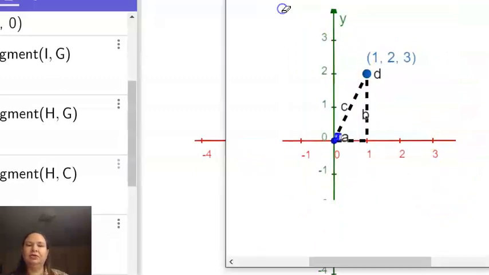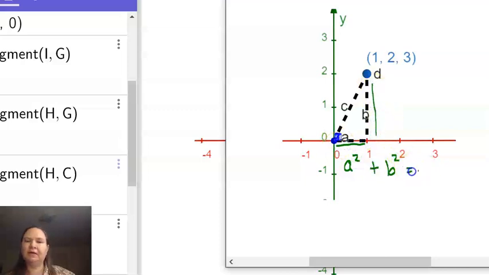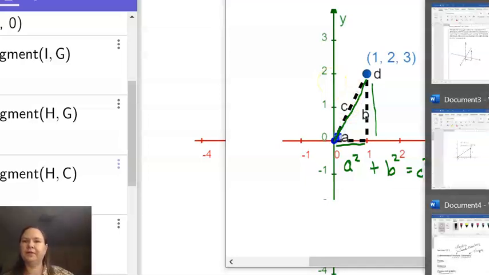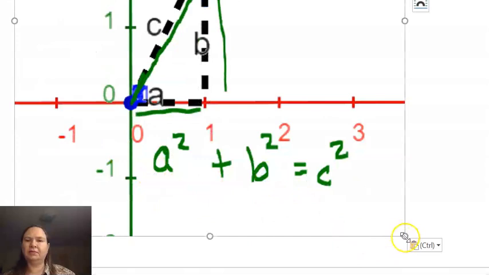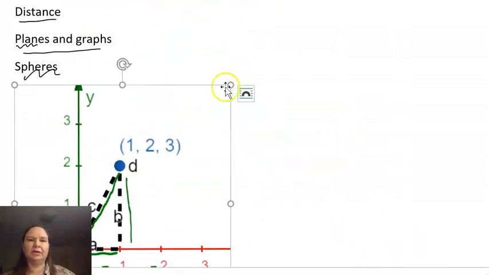I'm going to take a picture so that I can label some things. So if I was going to use the Pythagorean theorem, I would say a squared, that's that length, plus b squared, that length, equals c squared. So there's my Pythagorean theorem there. I'm going to save this and paste it into this document so we can compare it to our next right triangle in a minute.